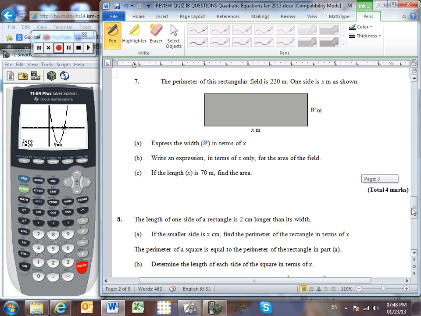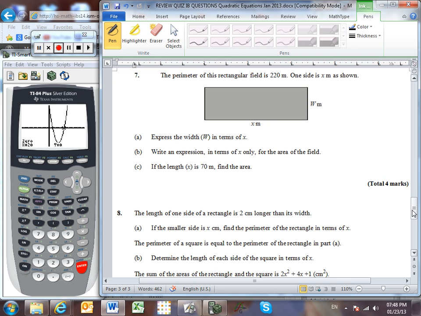Number 7. The perimeter of this rectangular field is 220. What is perimeter? It's the sum of all of the sides in the figure. So we've got an x on the bottom and an x on the top, a w on the right and a w on the left. So if I add all these together, x plus w plus x plus w, I get a total perimeter of 220. This could be simplified a little bit because I've got two x's, and I've got a w plus another w, that's 2w, equals 220.